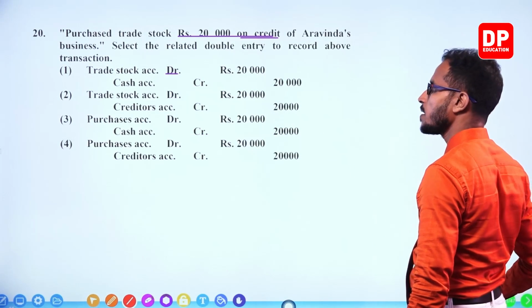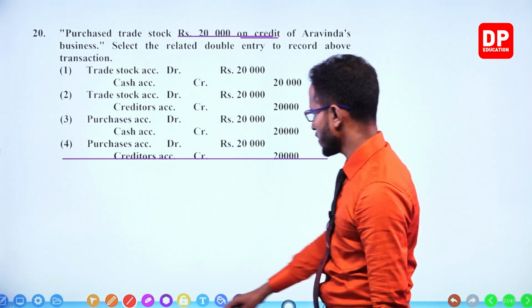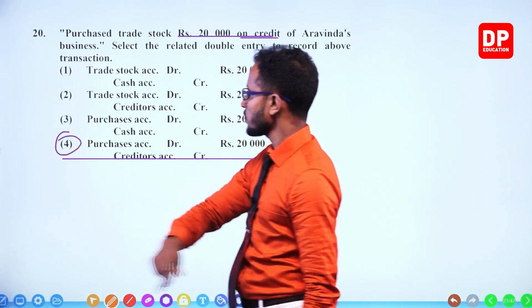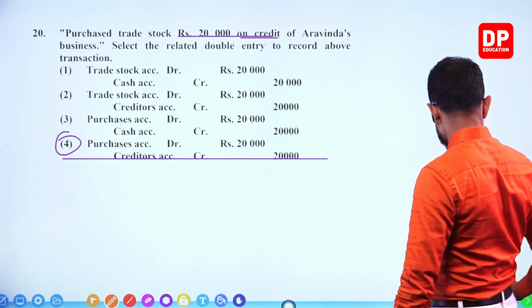Clear out the drawings. Draw one line under the correct answer. Fourth. Next question.